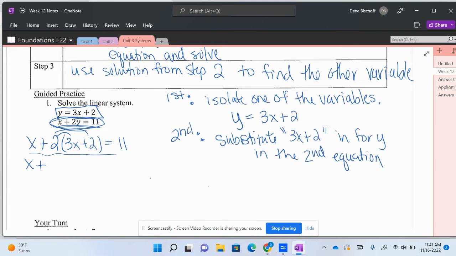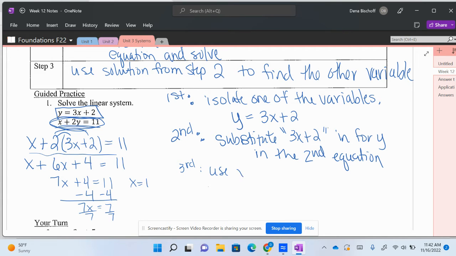So x plus, let's see, 2 times 3x is 6x, plus 2 times 2 is 4, equals 11. So now I have to do some combining like terms. Add the x's. So 1x plus 6x is 7x plus 4 equals 11. Trying to solve for x. What do you want to do now? Yep, subtract 4 from both sides. 7x equals 7, which means what? Yeah, x equals 1.